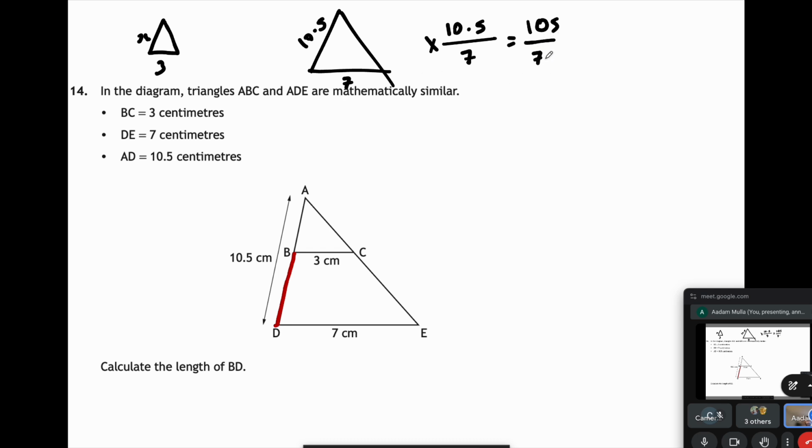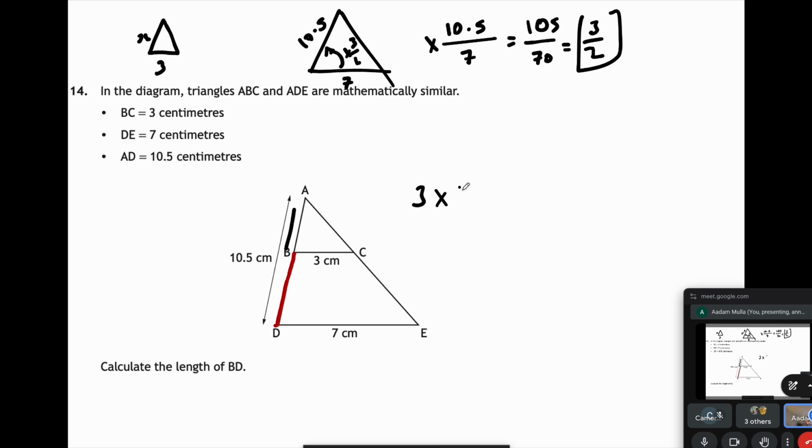So it'd be 105 over 70, and I can spot that both of these divide by 35, so that'd be 3 over 2. If you didn't spot that, you could divide them both by 5, and then you'd eventually get to 3 over 2 anyway. So now I know to get from there to there, I've times by 3 over 2. I need to do the same thing to the 3, so I can find this side.